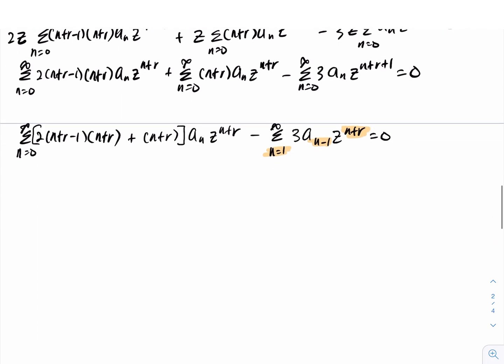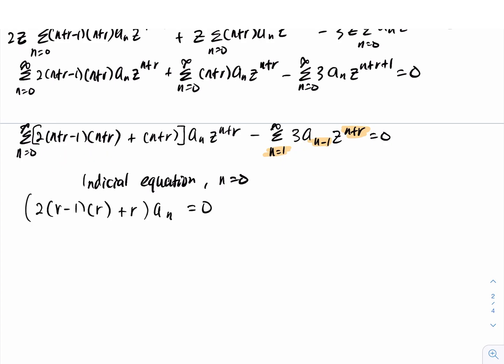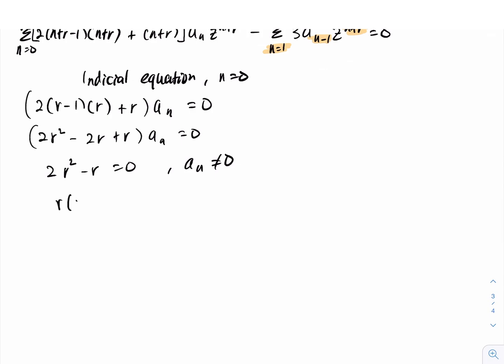Now we want to find the indicial equation for n equals 0. For n equals 0, we'll focus on this part here, because here we have n equals 0, but here n starts from 1. Therefore, we'll just use this part. When we expand, we can say that 2r squared minus r equals 0, but a_n cannot be 0. So the roots for r are r equals 0 and r equals 1 over 2. So we know that this will be our case 1, because r1 minus r2 is not a positive integer.